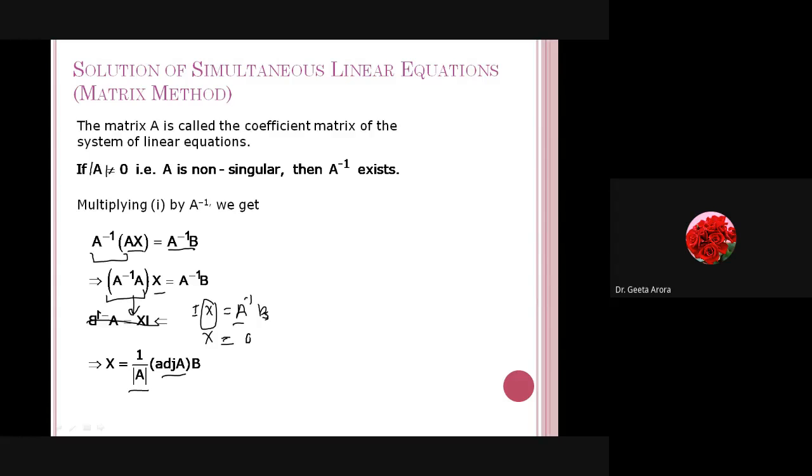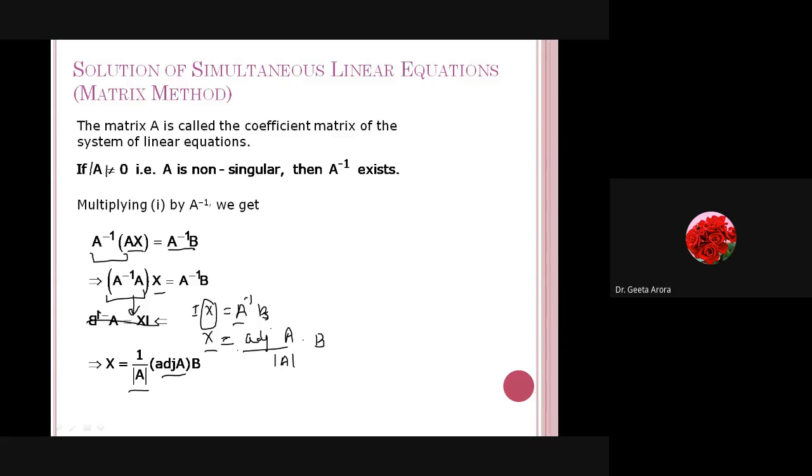So here we have adjoint A divided by determinant of A into B. So this is our expression for A inverse, and if I multiply it with B, we will get the value of X. And what will be the X? X is not a value, but actually it is a matrix. Correct? We will get the three values as x, y, and z, which are the unknowns.